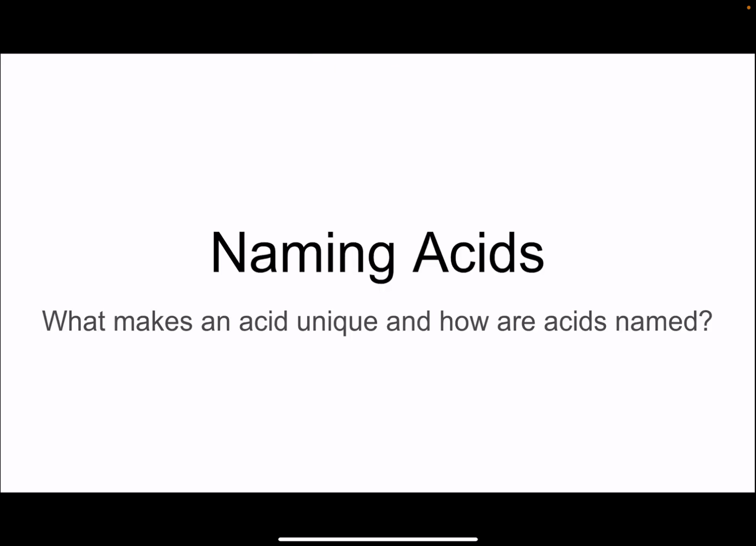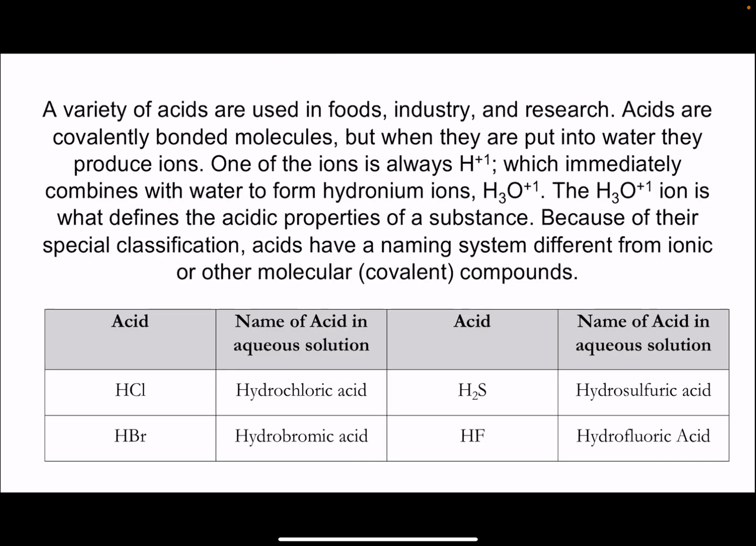So now let's look at some naming acids. What makes an acid unique and how are acids named? So there are all different kinds of acids. There's acids in food, industry, and research. And it's all about how they covalently bond with these other molecules and produce different ions. Their signature ion is H in front. Now, we can also see that water will form these hydronium ions, but we won't focus on that yet, not until we get to pH.